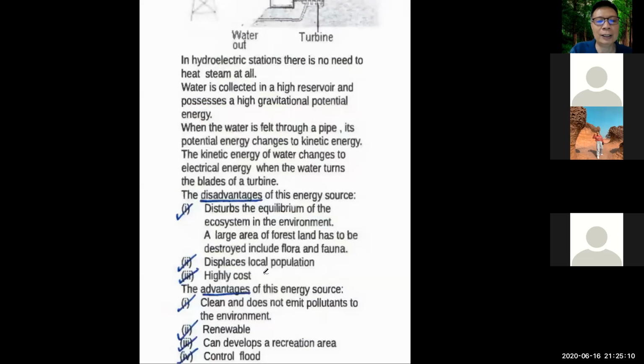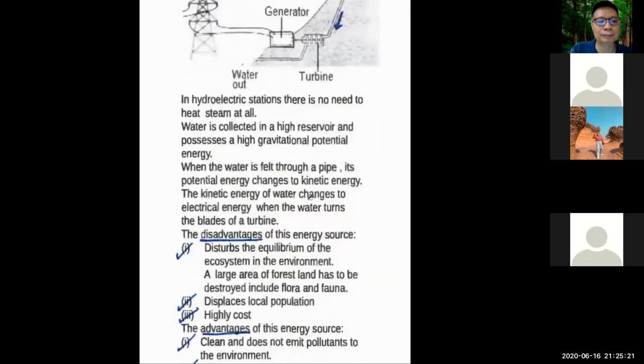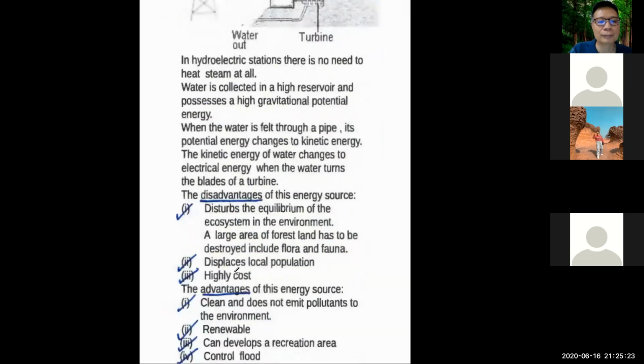Highly costly. You need a lot of money to build this dam, you know. The dam is very, very big, so of course you need a lot of money to build it. And also the generator. Costly lah. But I think for me, it's worth spending the money, okay?